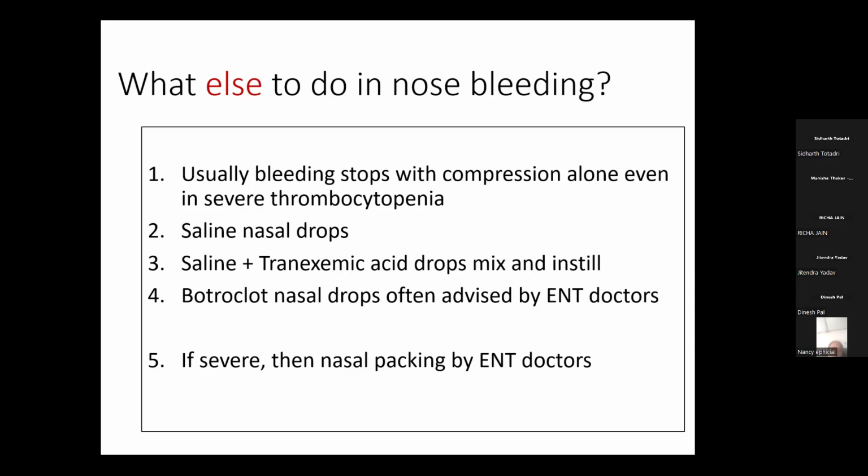So we can apply saline nasal drops. We can also administer saline plus tranexamic acid drops, mixed and instilled. Bottle-clot nasal drops are often advised by ENT doctors. If severe, then nasal packing by ENT doctors may be done.